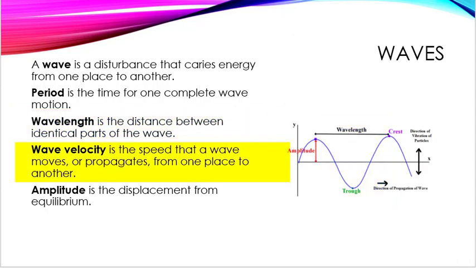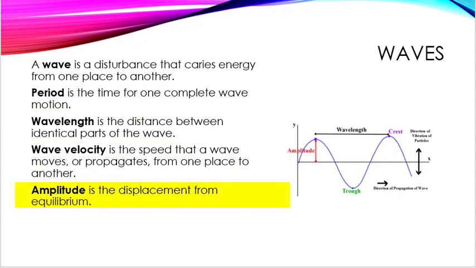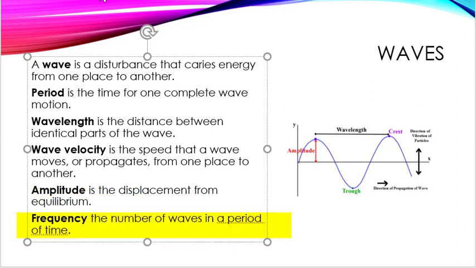The velocity is the speed that the wave is moving, and the amplitude is how much it's displaced from the equilibrium position. We also have frequency, which is the number of waves that occur in a specific period of time. And that's commonly cycles per second, you'll hear, or hertz.